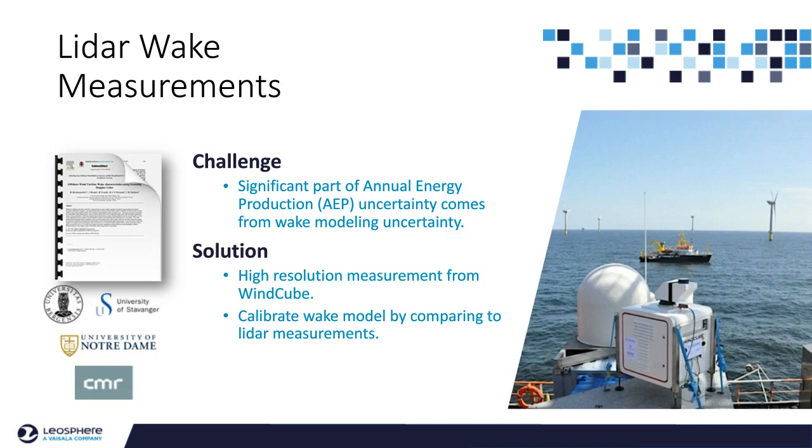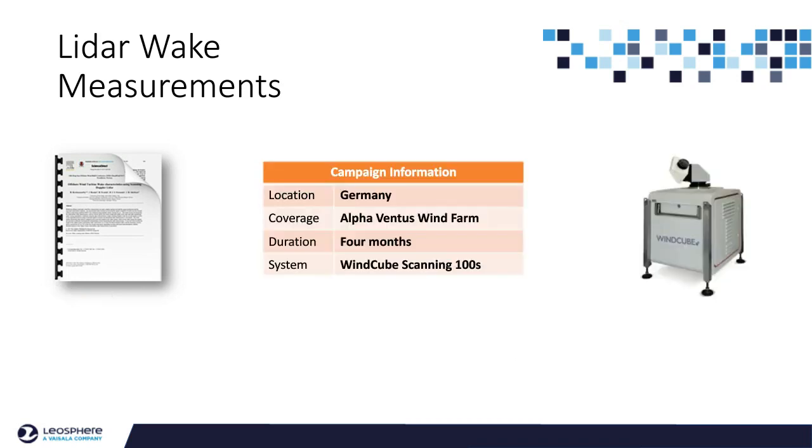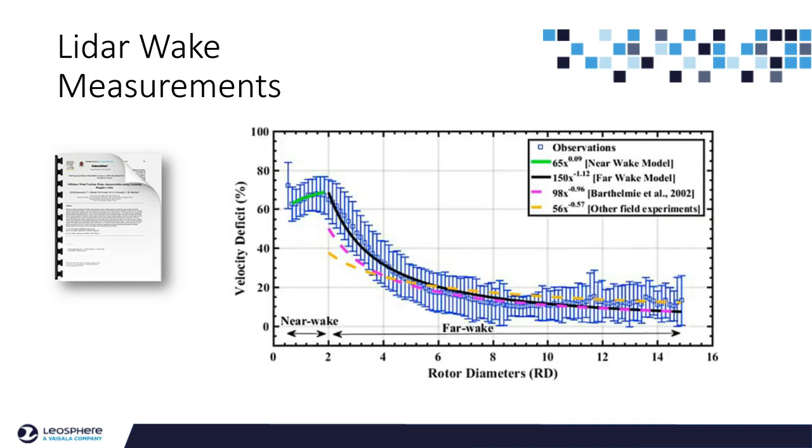So we're looking at a campaign done by several players. We have the University of Bergen, Stavanger, and Notre Dame, and CMR, which did a publication on this campaign as well. And they installed a WindCube 100S at the Alpha Ventus wind farm. So the system was installed on the FINO1 research platform, and they did a campaign for 4 months in Germany.